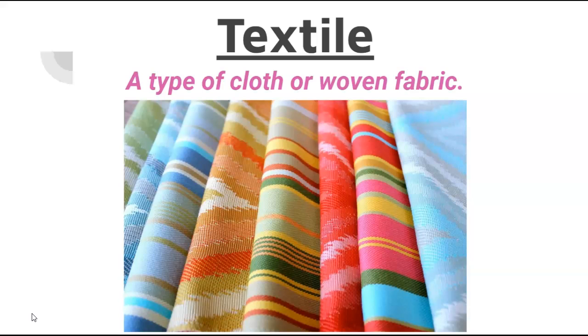Textile is a type of cloth or woven fabric. That would be one example of the stuff. Textiles is what was used to make clothes or anything else that involves cloth, mostly clothes, back in the Industrial Revolution.